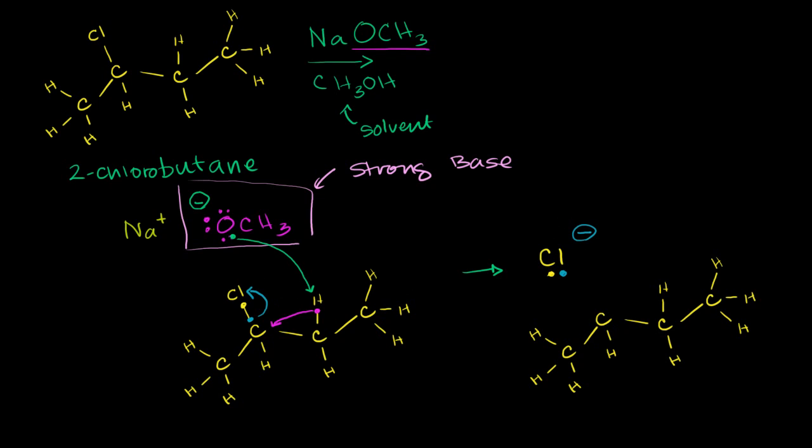If I want to draw the rest of the valence electrons: 1, 2, 3, 4, 5, 6, and it had the seventh one right here. 1, 2, 3, 4, 5, 6, 7, 8 now. So it now has a negative charge.